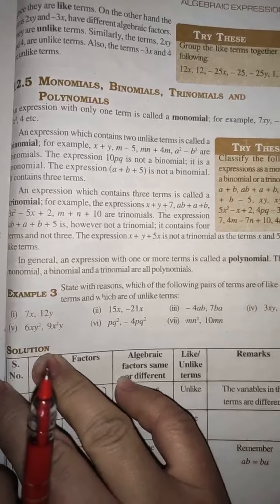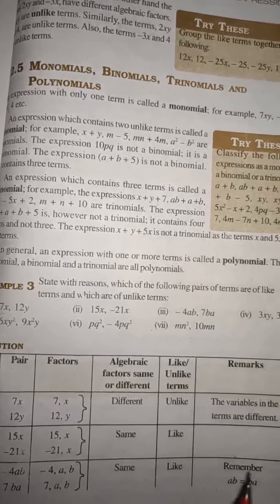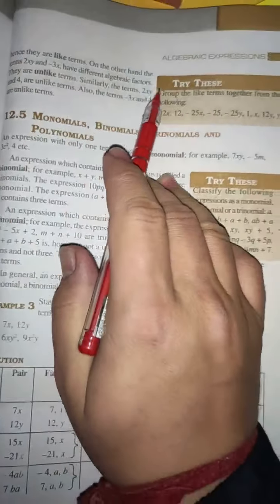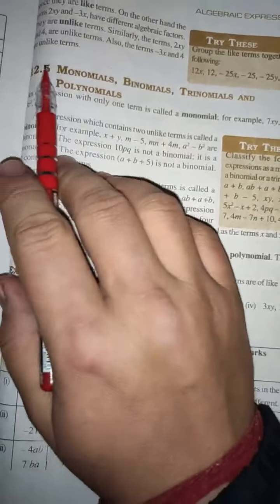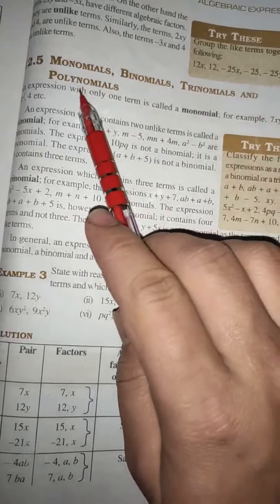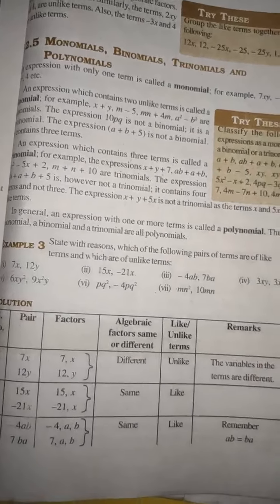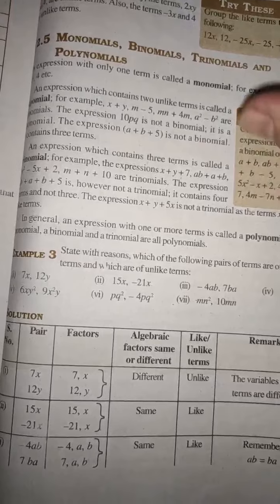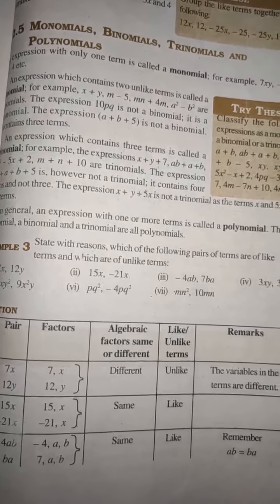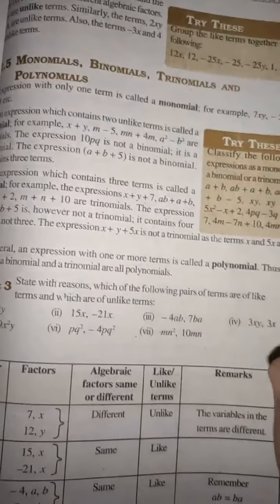So to make you understand this, I will be using your Maths NCERT book. It is on page number 231, 12.5: monomial, binomial, trinomial and polynomial. This portion is very, very important, because the topic of polynomials is very important in your class 9 and 10. It is a single chapter you will find in class 9 and 10.